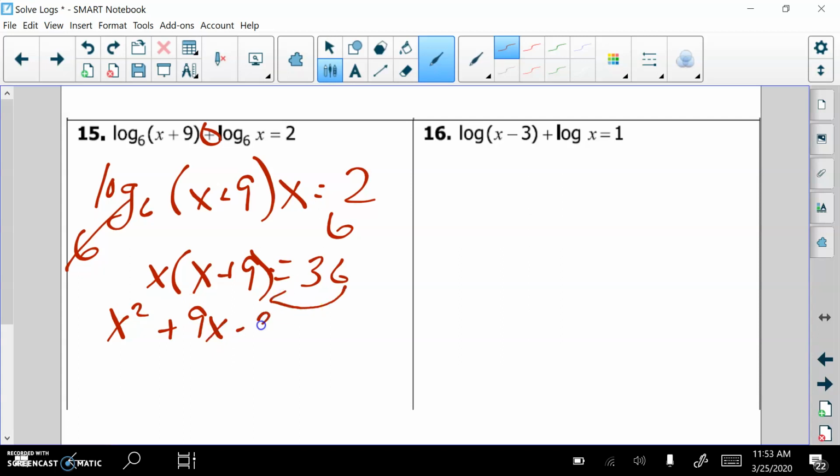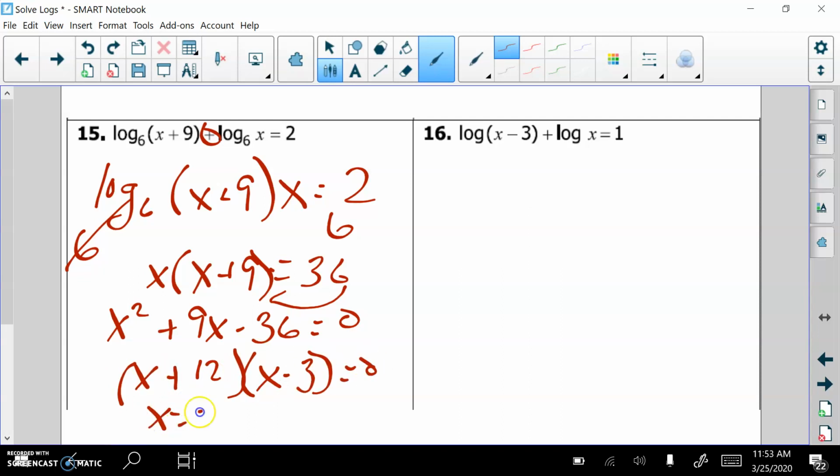Y'all know how I do this. Minus 36 equals 0. I need a 9 in the middle and a negative 36. So that's going to be x plus 12, x minus 3 equals 0. X equals negative 12. Doesn't work. X equals 3. Does work. It's not that because it's negative it doesn't work.